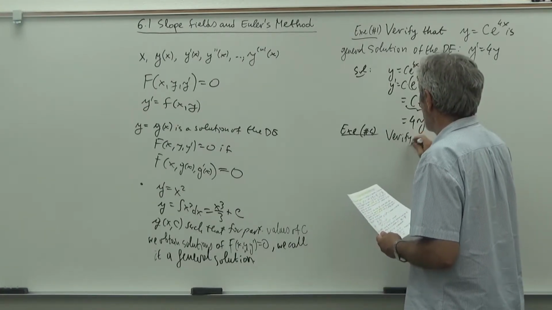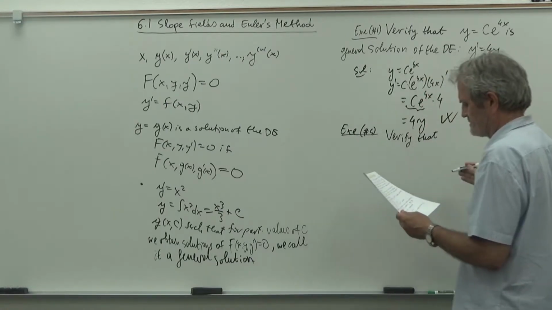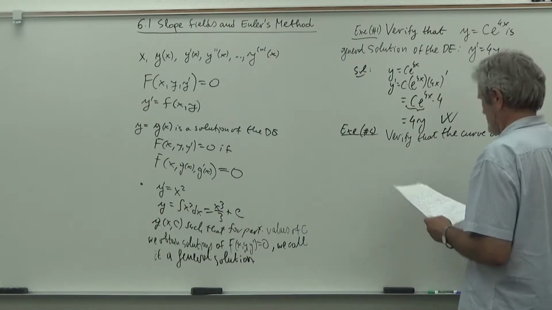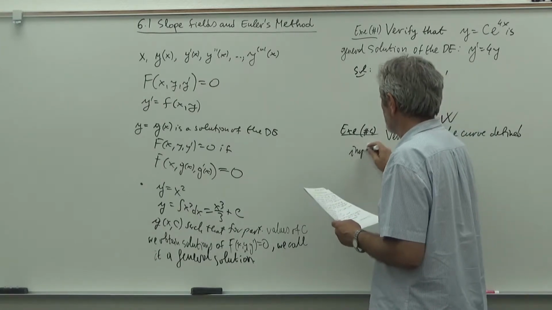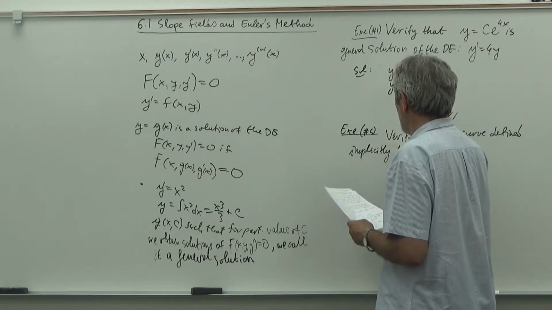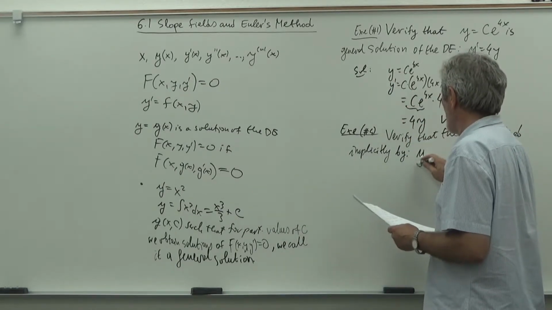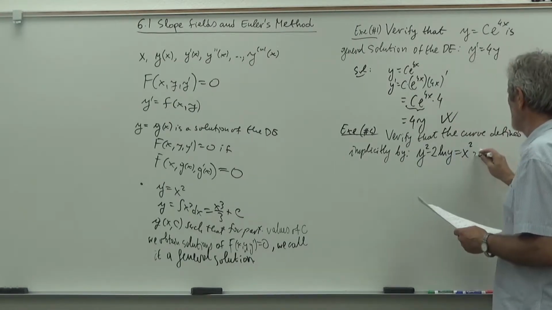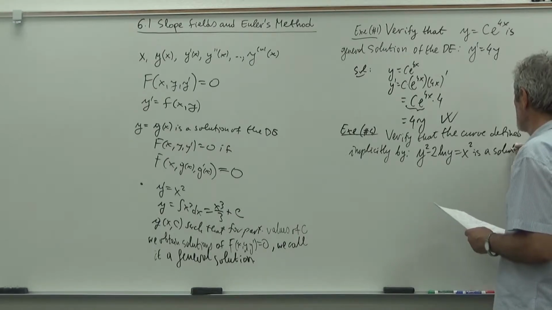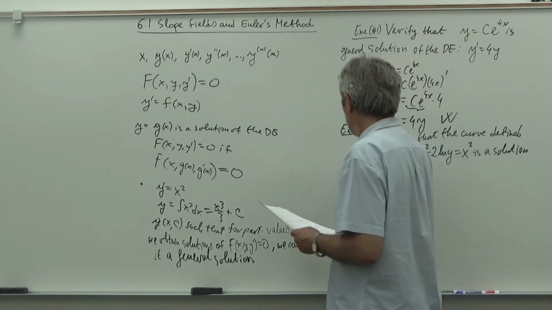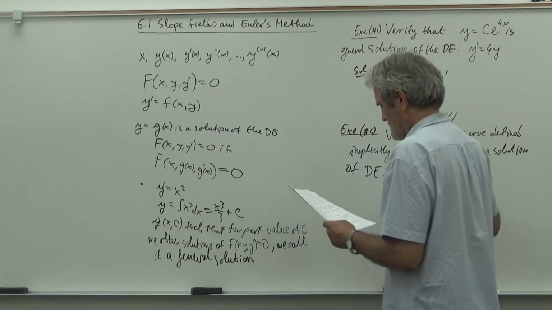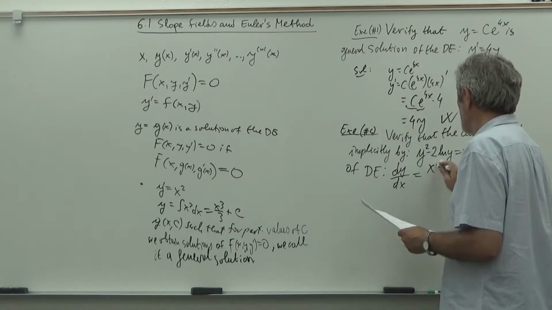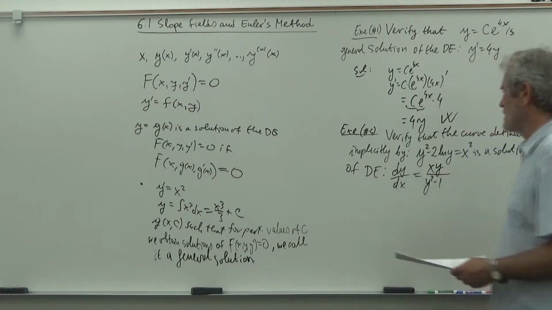Verify that the curve defined implicitly by y squared minus 2 ln y equals x squared is a solution of the differential equation dy over dx equals xy over y squared minus 1.